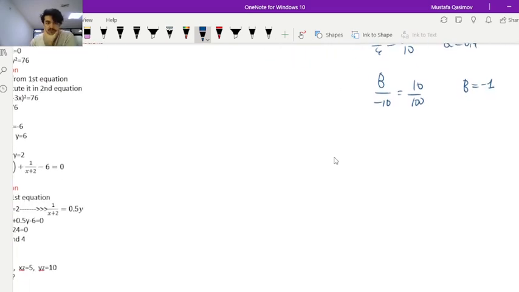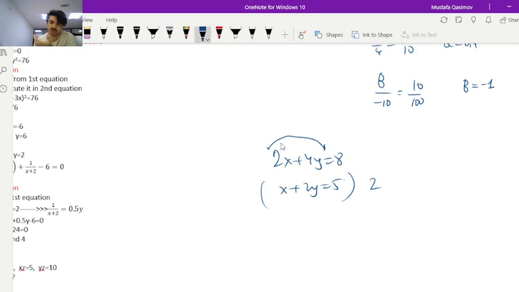Let's look at no solution. Let's give one example related to no solution. For no solution we can write 2x plus 4y is equal to 8 and x plus 2y is equal to 5. When we multiply the second one by 2 we will get the same left side as the first one.